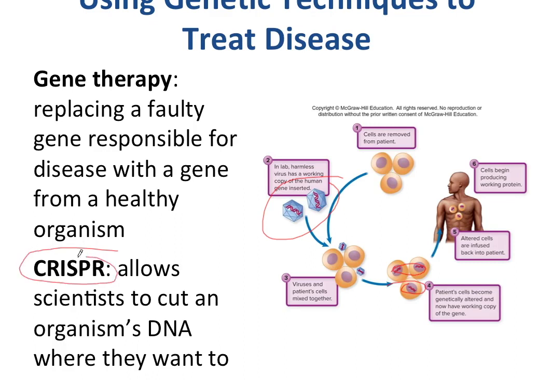CRISPR is a very new technology that allows scientists to cut the DNA. For example, if the patient has a small piece of harmful DNA, we can use this technology to remove this piece of DNA to treat the patient's disease.